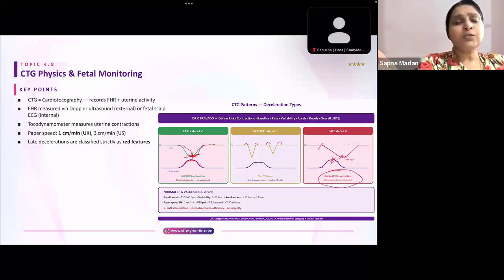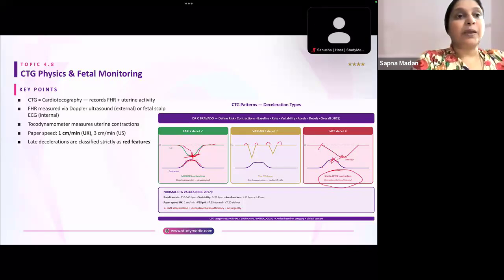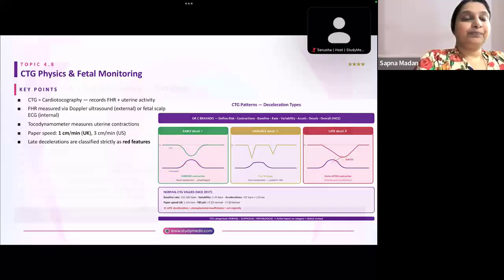So normal CTG values we have discussed: baseline rate 110 to 160, variability 5 to 25 beats per minute. Acceleration is defined as a rise of more than or equal to 15 beats per minute lasting for more than or equal to 15 seconds and not more than 10 minutes. The paper speed is 1 centimeter per minute in the UK. This is a very frequently asked question. Please do not go wrong in that. And the FBS values we have discussed, although NICE has removed this categorization from its guidelines.